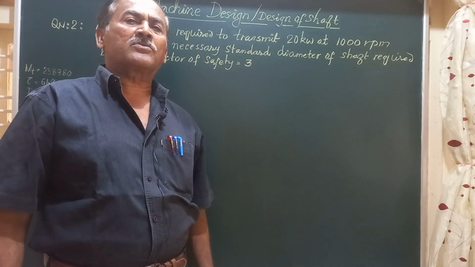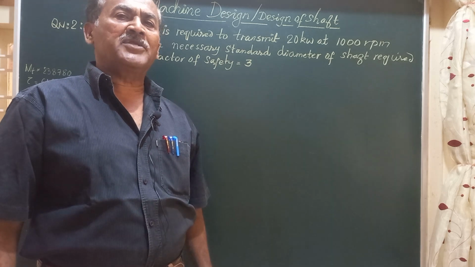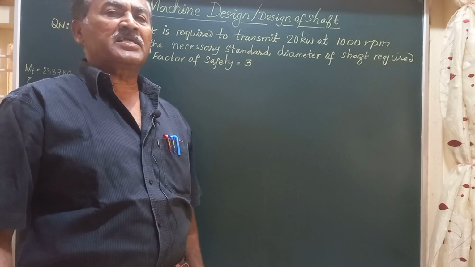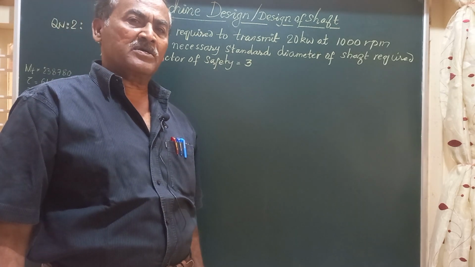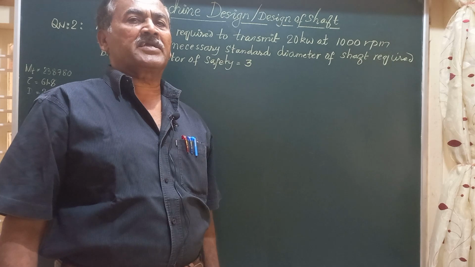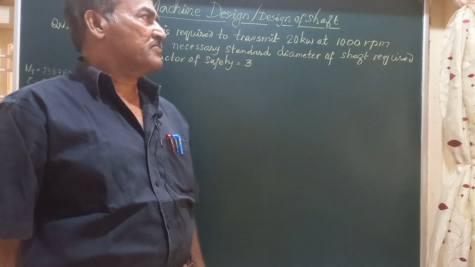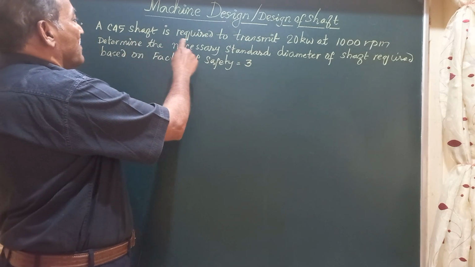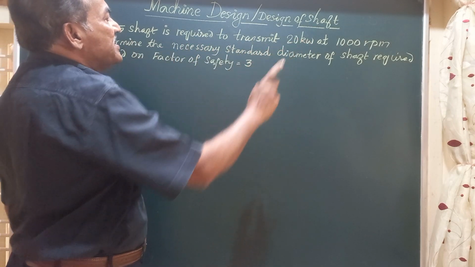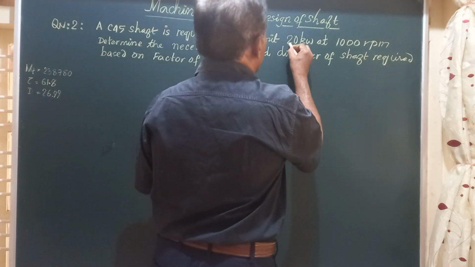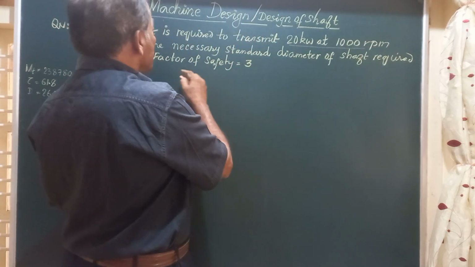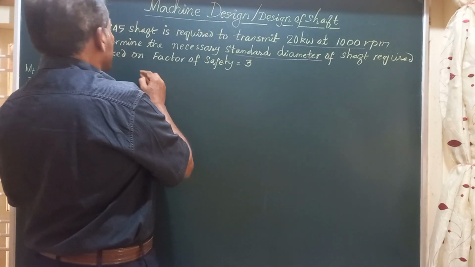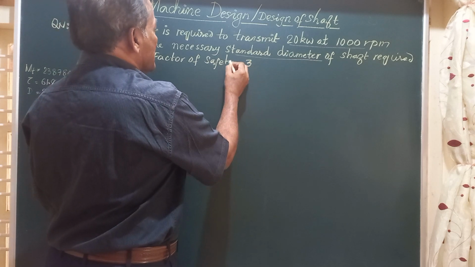In today's video, we are going to solve a numerical example on the design of shaft, wherein the material of the shaft is given and what power is to be transmitted is also given. Friends, here the question runs like this. A C45 shaft is required to transmit 20 kilowatts at 1000 rpm. Determine the necessary standard diameter of the shaft required based on factor of safety equal to 3.